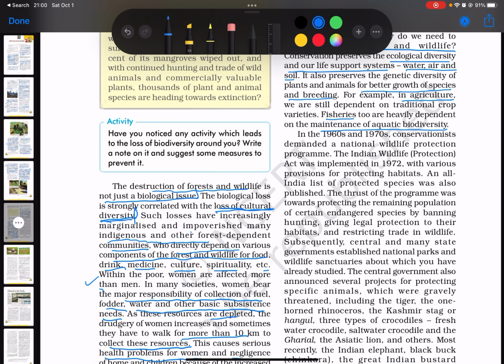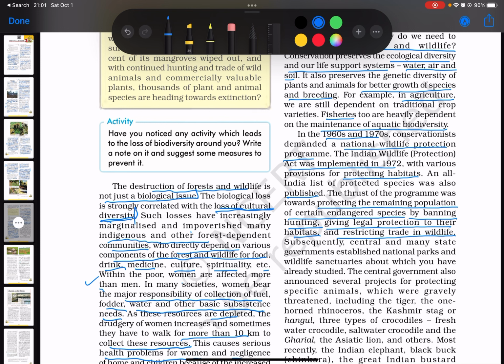In the 1960s and 70s, conservationists demanded a national wildlife protection program. The Indian Wildlife Protection Act was implemented in 1972 with various provisions for protecting habitats. Now, an all India list of protected species was also published. The thrust of the program was towards protecting the remaining population of certain endangered species by banning hunting, giving legal protection to their habitats, and restricting the trade in wildlife.